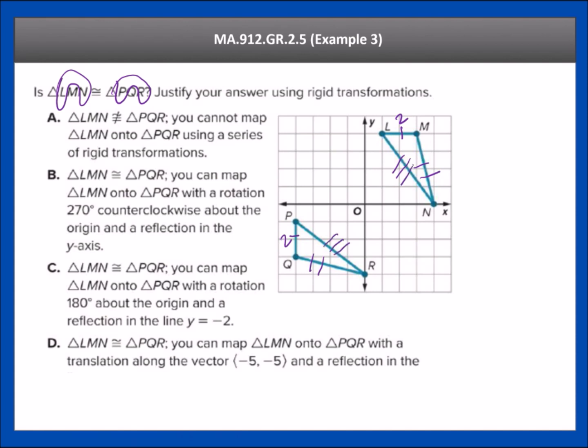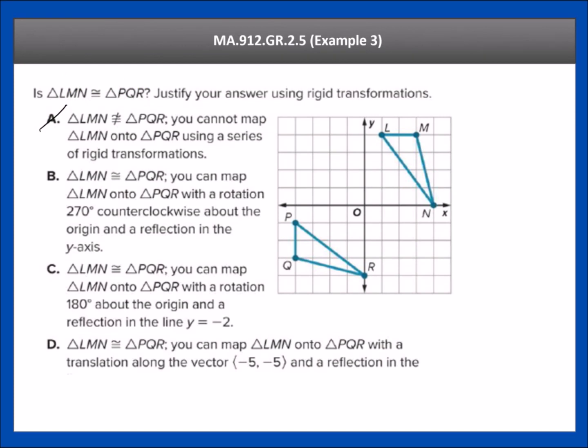They don't want that though. They want to do it with transformations. So what we're going to do is see what happens. So it can't be A because we know that they're congruent. It has to be B, C, or D. If I look at B, can I rotate it 270 and then reflect it? Let's see if that's true.